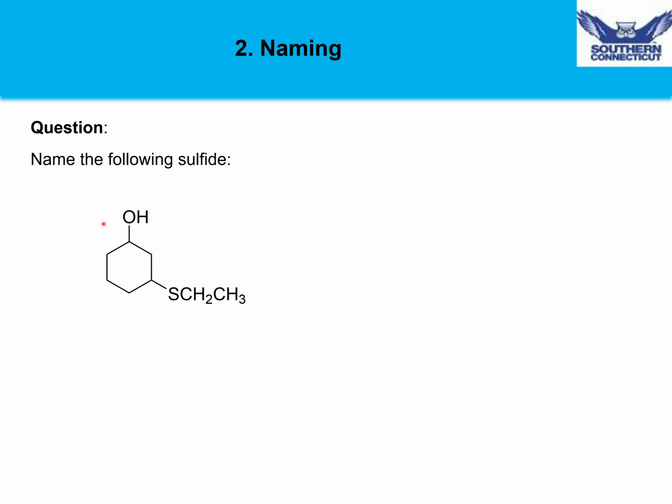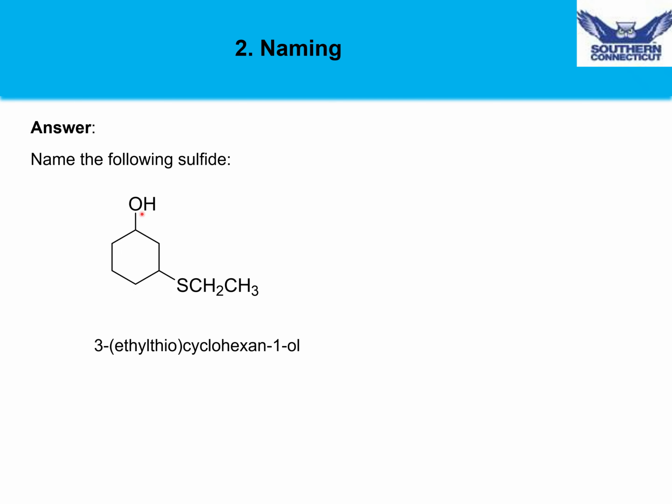In this question, we have a cyclohexane that has both an alcohol and a sulfide. Alcohols are a higher priority group than sulfides, so this compound is named as a cyclohexanol with an ethyl thiol substituent. Notice it is on the third carbon from the alcohol, so this is named as 3-ethyl thiol cyclohexane 1-ol.